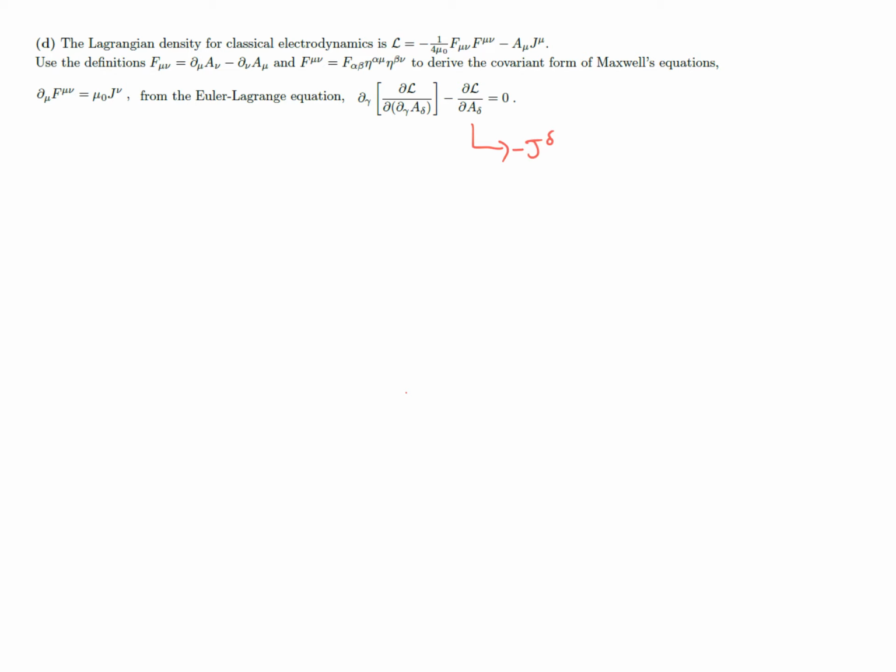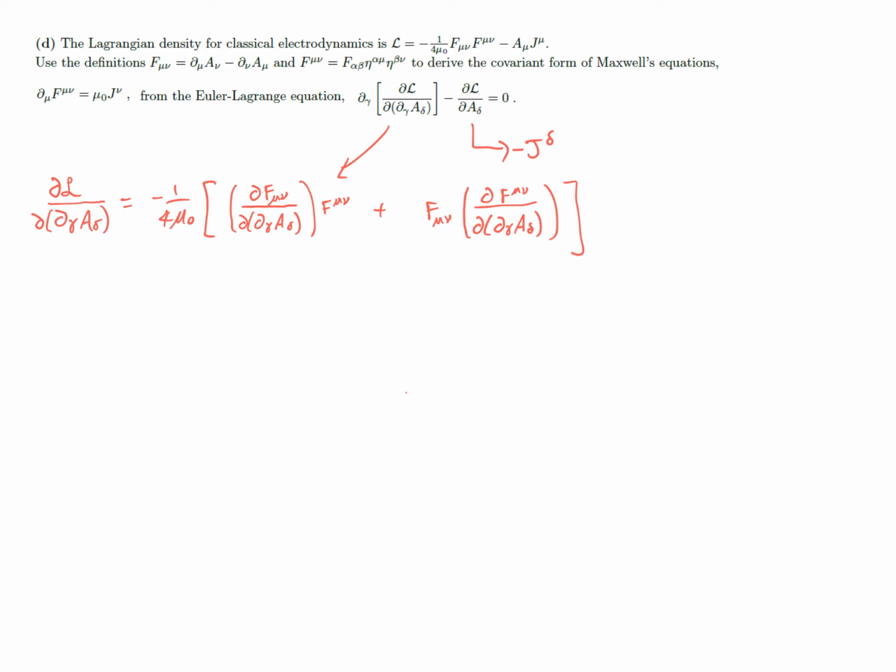What about this term? This is not so easy. First of all, let's notice that here I'm taking the derivative of L with respect to the derivatives of A. So again, by the same logic, this second term is not going to count. So I'm just going to look at this first term here. So I'm taking the derivative of the Lagrangian with respect to derivatives of the four potential. And now you see that I have a product of two of these F's. So we have to use product rule. So I'm going to take the derivative with respect to one of them and leave this one alone. Then I'm going to take the derivative of this one and leave that one alone. So let's just write that out.